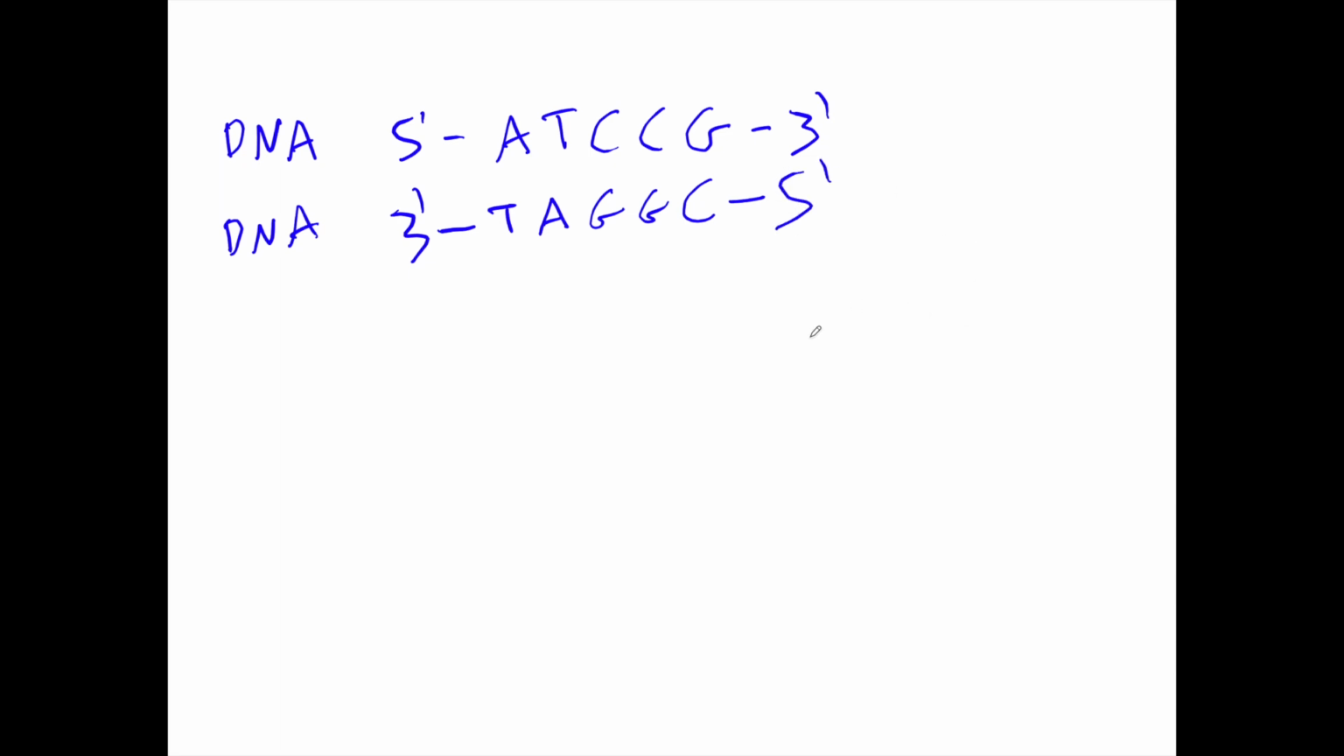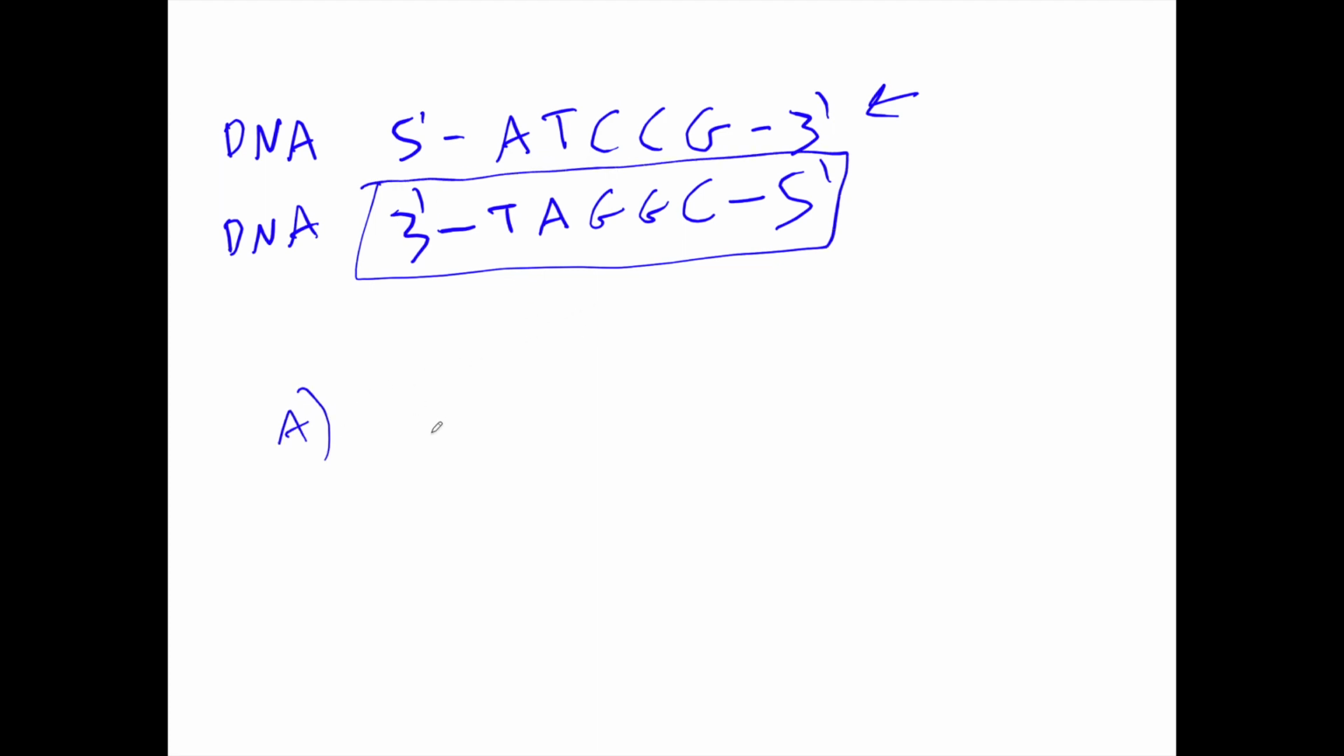Okay. So let's say I give you a piece of DNA, let's say this one here, and I ask you for the complementary piece of DNA. So what you would do is you would do this, try to figure it out. Now let's say you looked for this answer and you couldn't find this exact answer. Let's say the answer choices were like this or this.